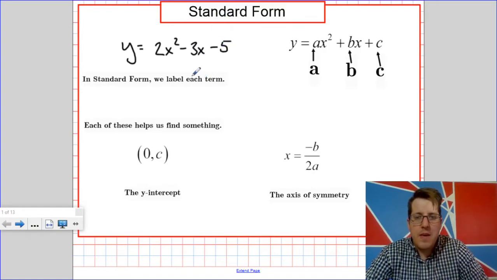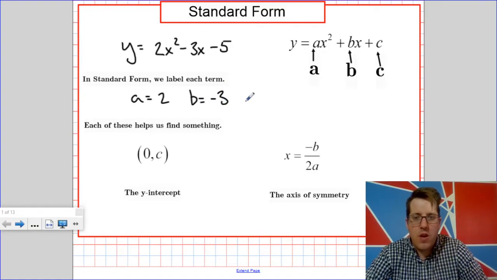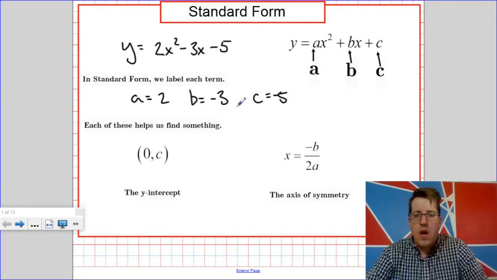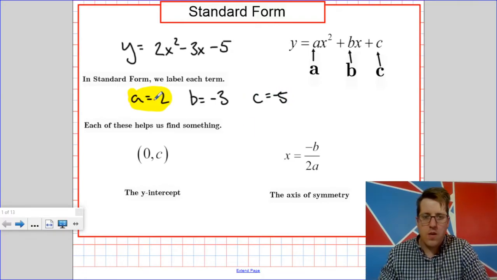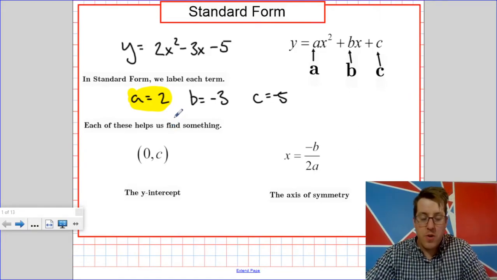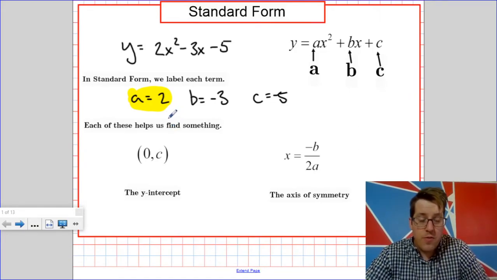We start by labeling each term. So in this case, A would be 2, the lead coefficient, B would be -3, and C would be -5. This A is going to do the same thing no matter what form you're graphing in. So if you're someone who wants to use the 1, 3, 5, 7 rule, that A is going to function in exactly the same way.